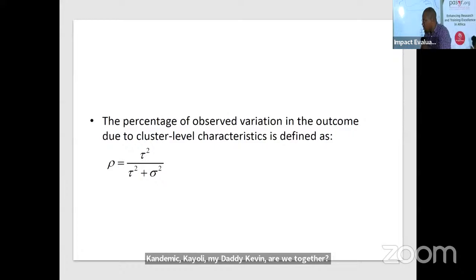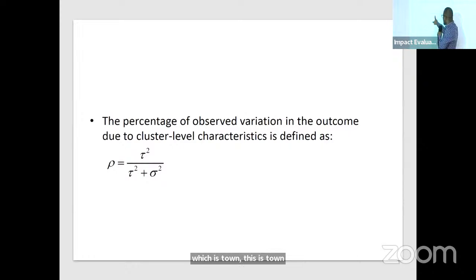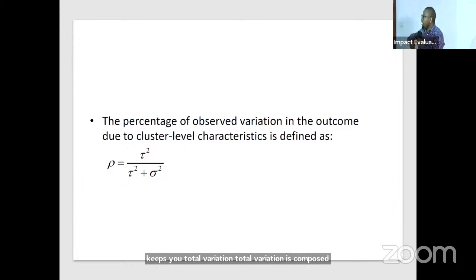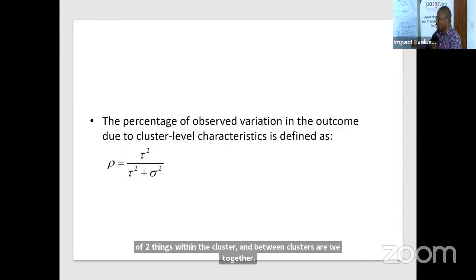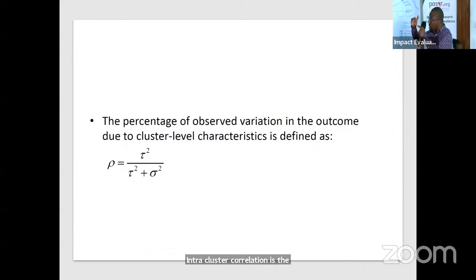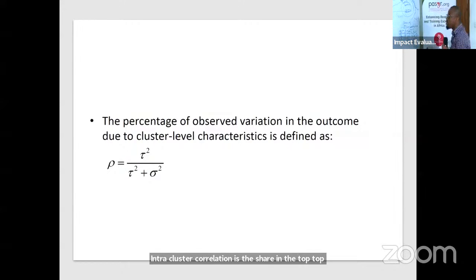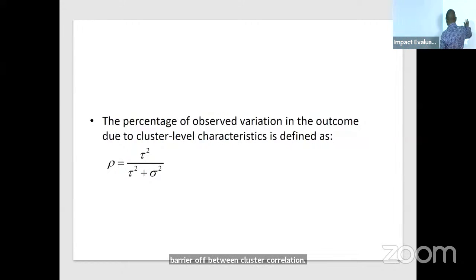Now, once you're able to get that, which is tau, this is tau, then the sum of these two, this is within cluster variation. This is between cluster variation. Sum of these two gives you total variation. Total variation is composed of two things, within the cluster and between clusters. Are we together? Intra-cluster correlation is the share in the total variation of between cluster correlation. This is easy.